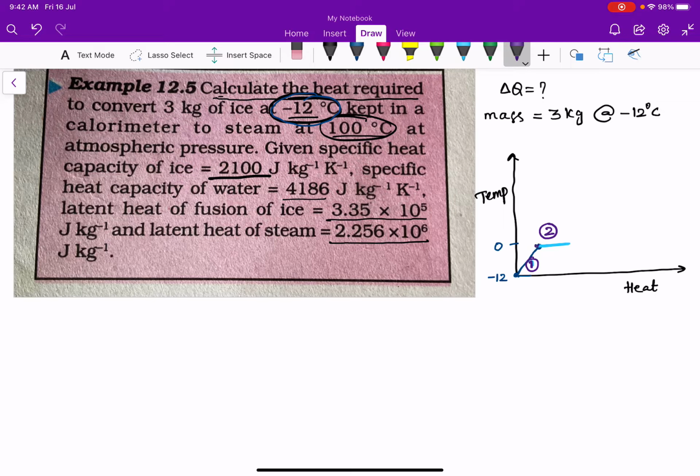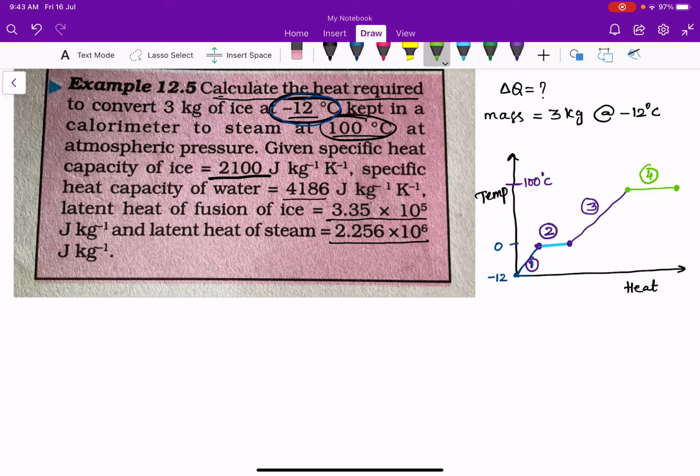When the total ice gets converted into water at 0 degrees Celsius, we keep on supplying the heat energy to the system. So the temperature of water increases from 0 degrees Celsius to 100 degrees Celsius. This is the third part. The temperature increases from 0 to 100 degrees Celsius. At 100 degrees Celsius, if we keep on supplying heat energy, the water at 100 degrees Celsius will get converted into steam at 100 degrees Celsius. This is the fourth part.